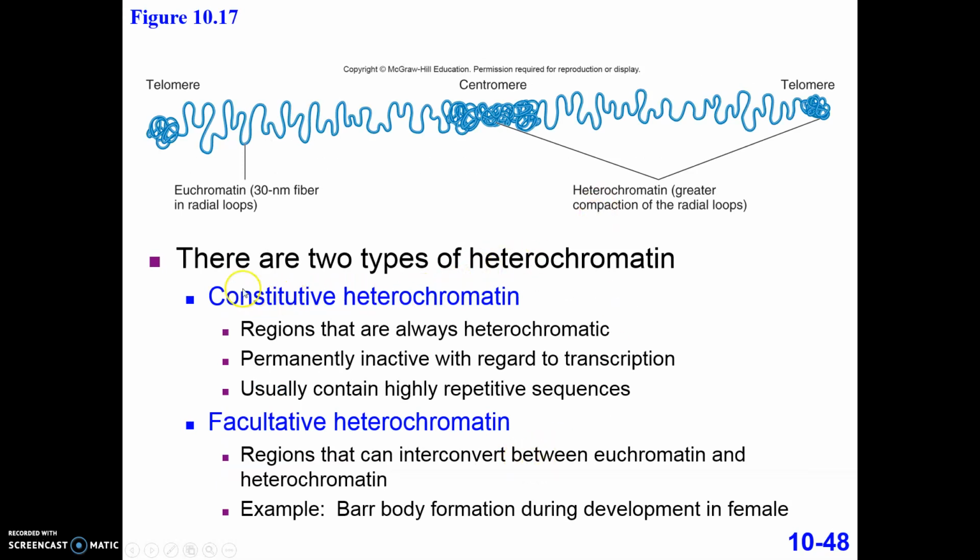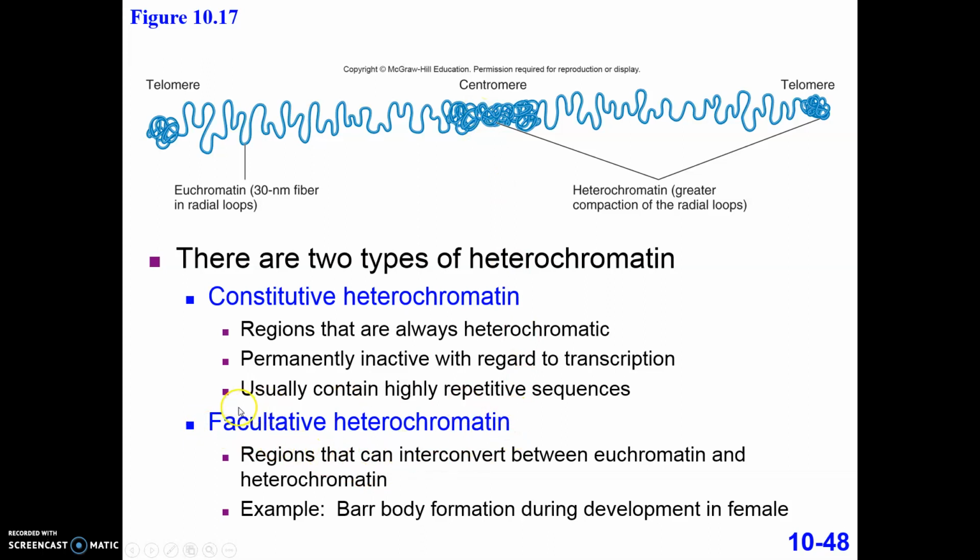Now, there are a couple different types of heterochromatin. So there is constitutive heterochromatin, and these are regions that are always bound up in heterochromatin. They are permanently inactive to transcription, and they usually contain very highly repetitive sequences. Where we see this constitutive heterochromatin is in regions such as the centromere and in the telomeres. Those are regions that don't have genes. They serve a separate type of purpose, so we can package it up tightly to keep it out of the way.